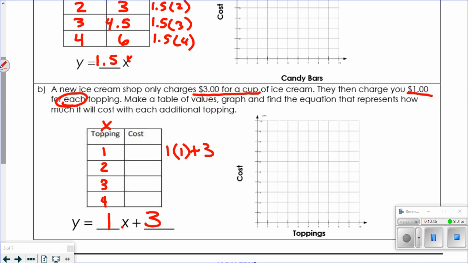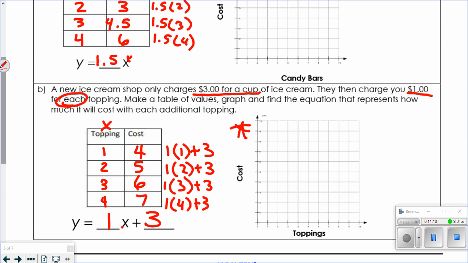So 1 times 1 is 1, 1 plus 3 is 4. 1 times 2 plus 3, 1 times 3 plus 3, and 1 times 4 plus 3. Okay, so 1 times 2 is 2, 2 plus 3 is 5. 1 times 3 is 3, 3 plus 3 is 6, and 1 times 4 is 4, 4 plus 3 is 7. So go ahead and graph those on your own, and then you can stop the video, and I will check in with you.